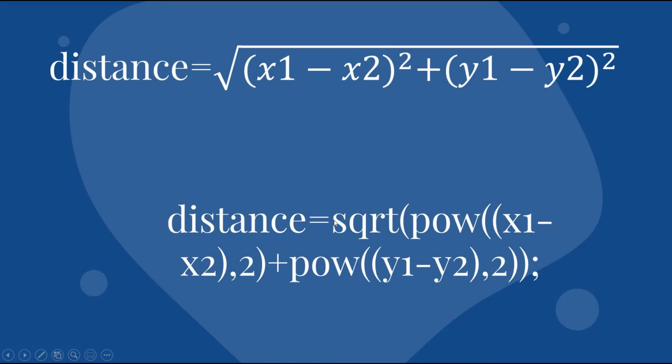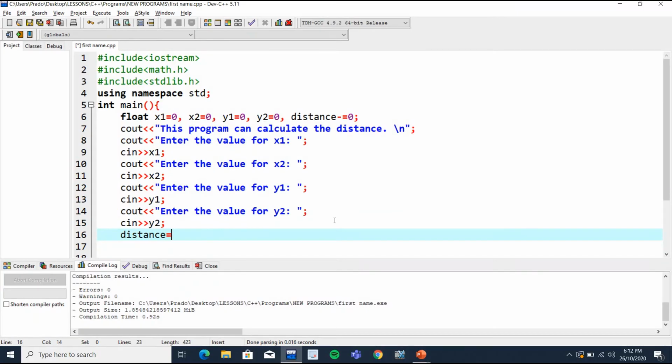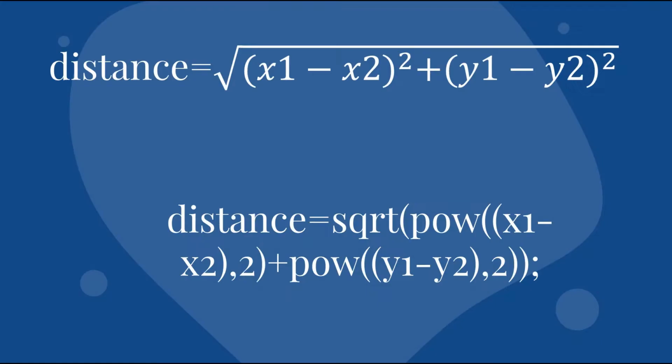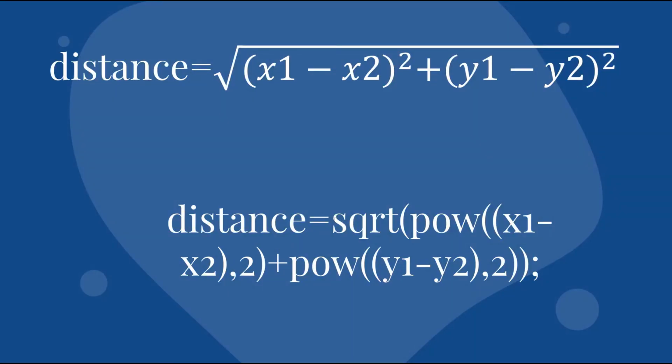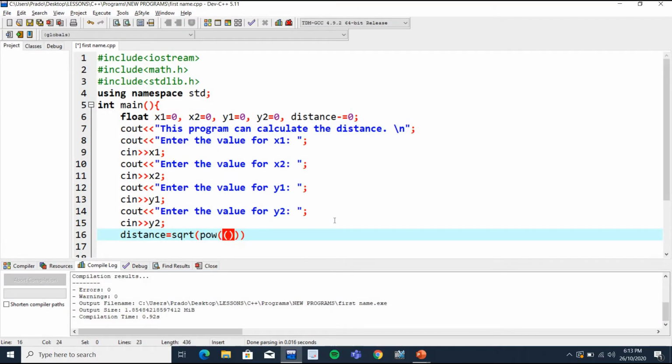yung nandito kanina. So, distance is equals to square root of power. Then, sa loob ng power, lalagay ulit tayo ng isa pang or dalawa pang parenthesis. And then, x sub 1 minus x sub 2. And then, sa labas nito is yung power, which is 2. Then, labas tayo. Ayan.